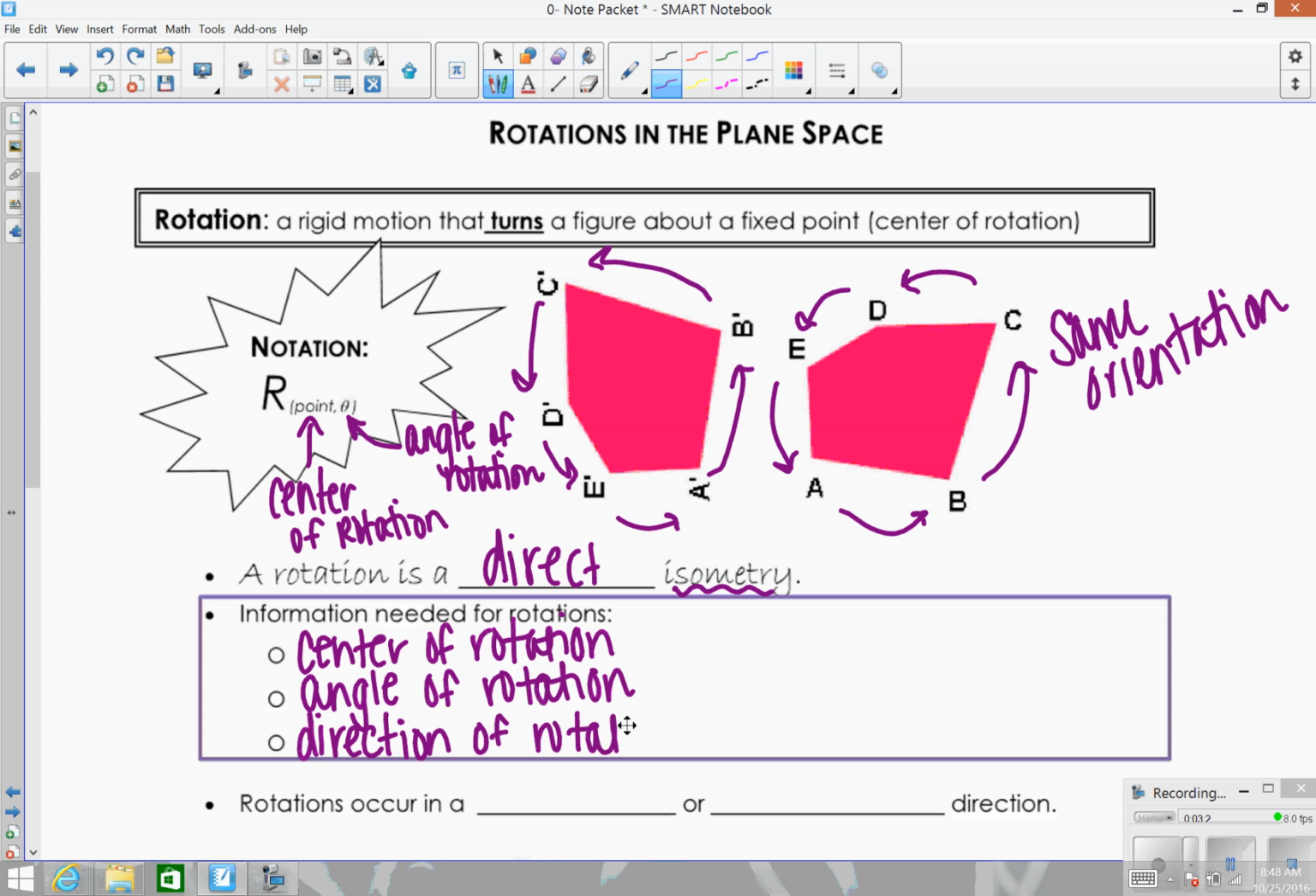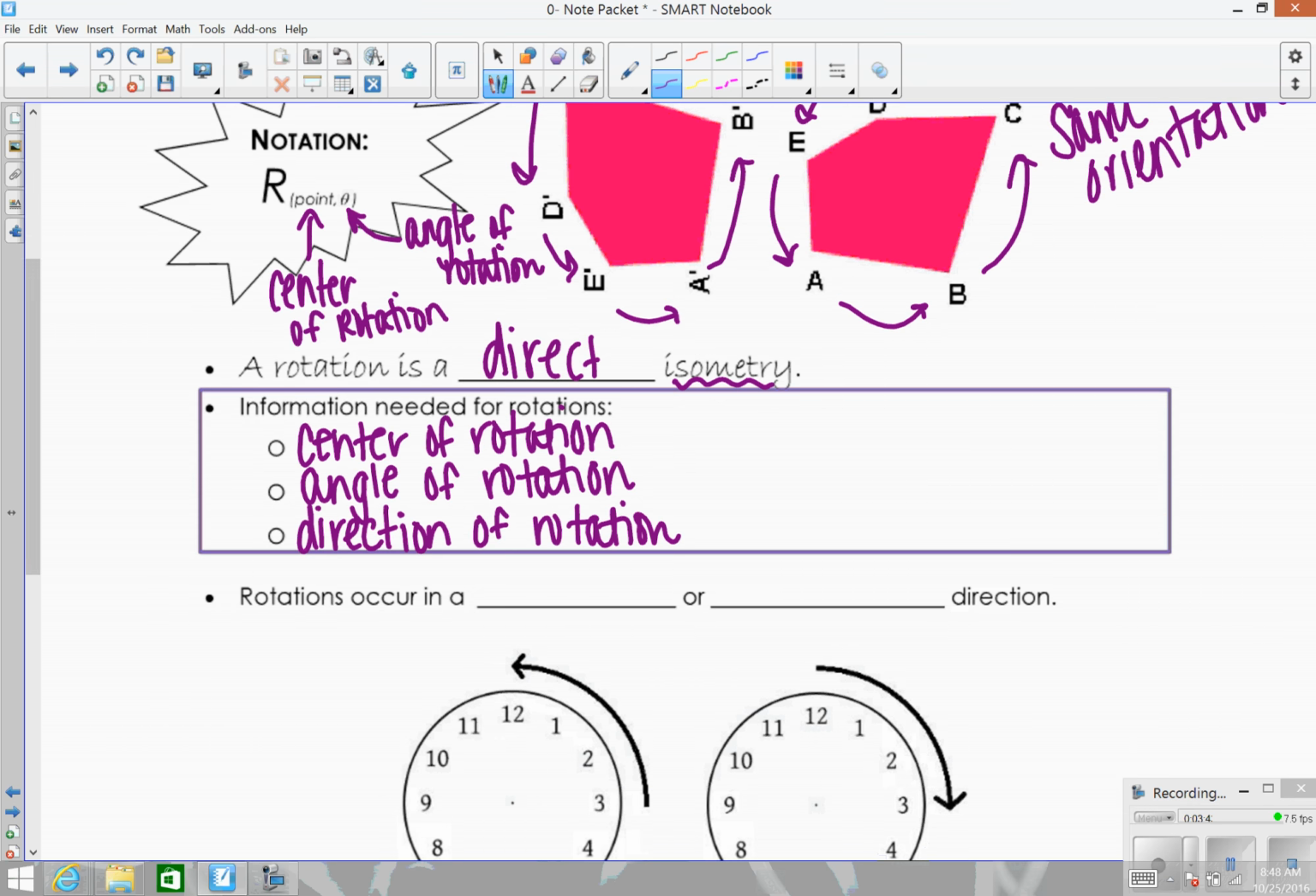Now, sometimes if you look at the notation here, it's not going to specify the direction because the angle of rotation can actually tell you if you're going right or left depending on if it's positive or negative. So sometimes the direction won't be specified, but it's a good idea to just get in the habit: anytime you talk about rotation, talk about the direction as well. So you have your three things that you need. When we talk about the direction, there's two ways. A rotation can turn clockwise or counterclockwise.